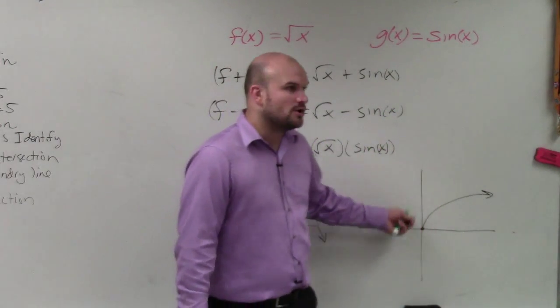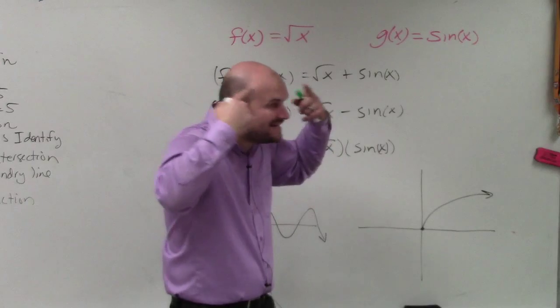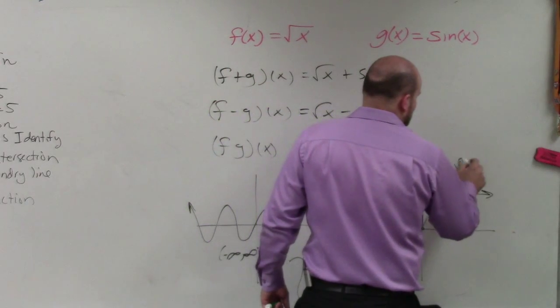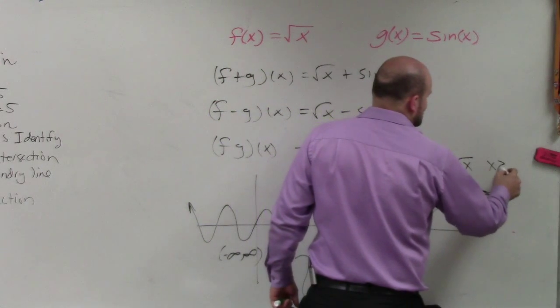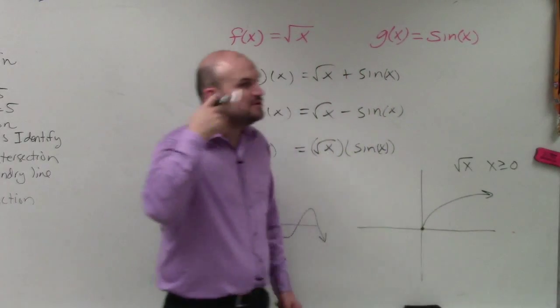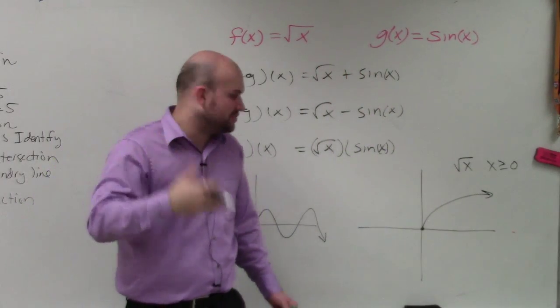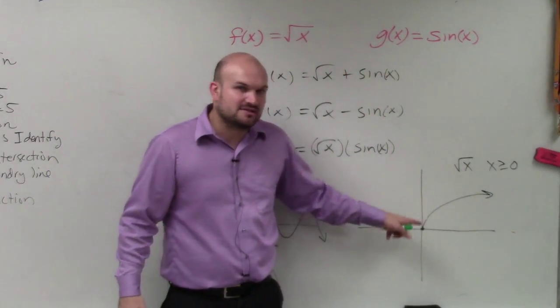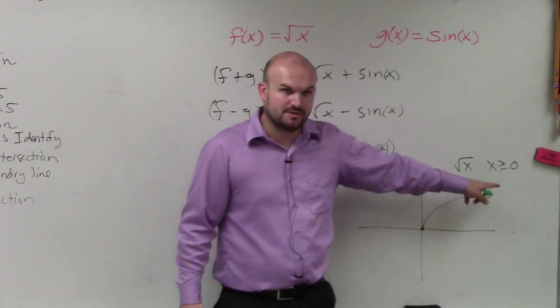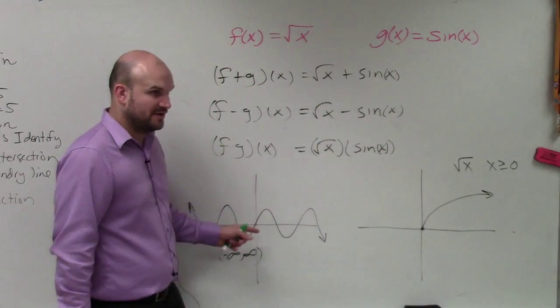The square root of x is only positive numbers, which again reminds us that when you're talking about the domain of the square root of a number, x has to be greater than or equal to 0. So I'm using the graph to visually show you the only x values that are part of this domain are greater than or equal to 0.